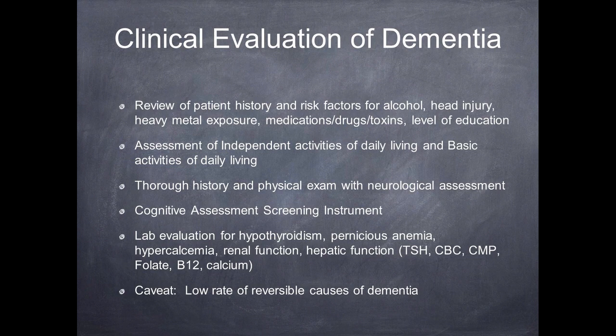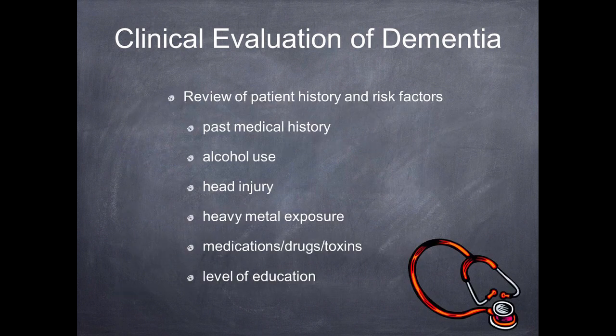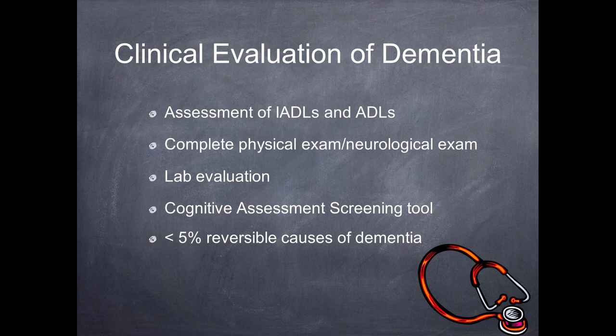Assess their ADLs and basic ADLs. So I keep coming back to that, but it really boils down to function. A thorough history and physical exam and neurological assessment is something that their clinician or provider should do. Some sort of cognitive assessment screening instrument, and then some sort of laboratory testing. About 5% of people who present for a dementia evaluation will have a reversible cause. That's like a medication that's causing the issue, or hypothyroidism, or they're anemic or whatever. So some sort of medical evaluation should probably be done for this.